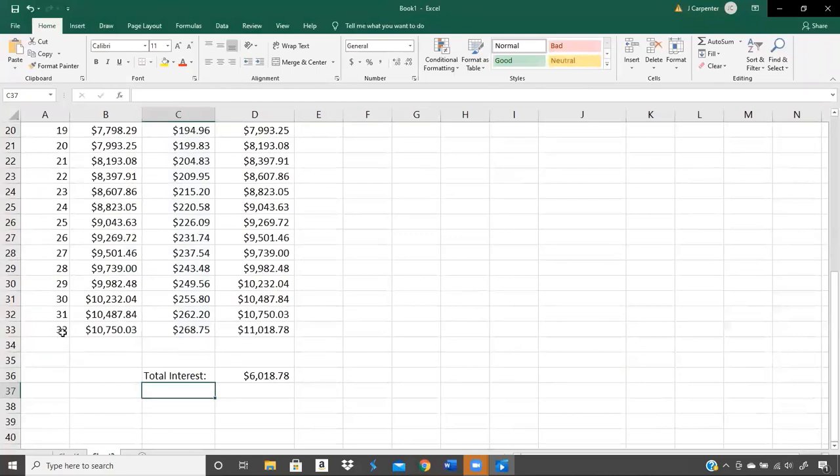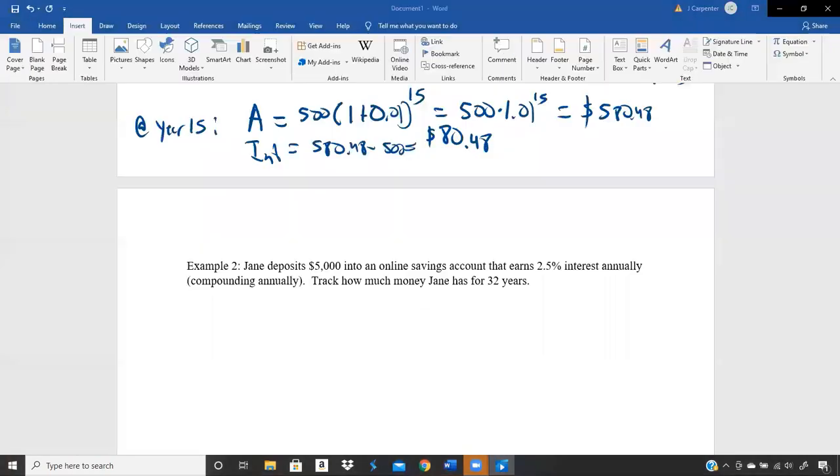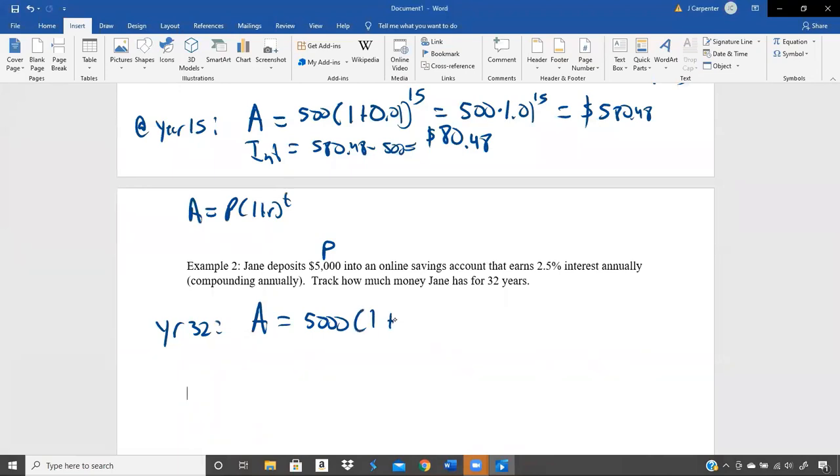Now, maybe you don't trust that this is accurate. Let's see if that other formula gives us the same answer, if we can go straight to year 32. So for year 32, the future value, what I like to call A, but we'll have different letters as we'll see next class, is equal to the original deposit, P, 5,000. Again, it's A equals P parentheses 1 plus R raised to the T, or minus if it was decay, but obviously this is growth. So parentheses 1 plus 2.5% is not 2.5, it's 0.025. And then we're doing this for 32 years, so our exponent's 32.